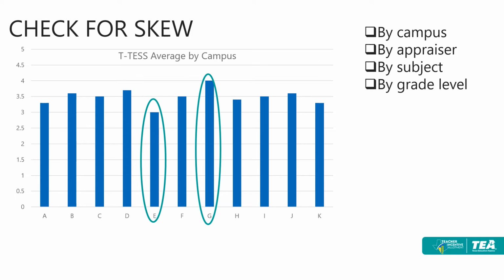What Snapdragon decided to do is they compared Ttest averages with that same year's accountability ratings. They saw that School E, which had lower Ttest scores than everyone else, also had the lowest rating of any school in the district. Similarly, Campus G had the highest Ttest scores, and they also have the highest accountability rating. Given the context they have about the schools themselves, this Ttest average actually made sense. Their check by campus is done. Now they're going to check by appraiser.